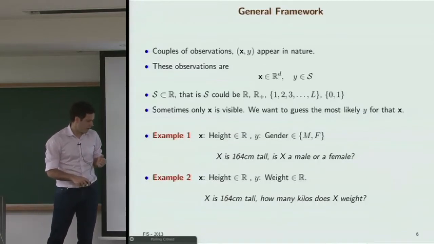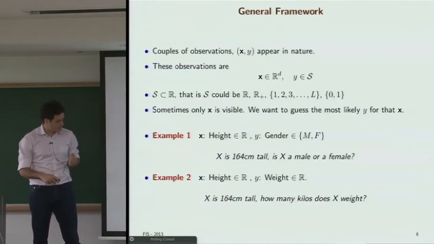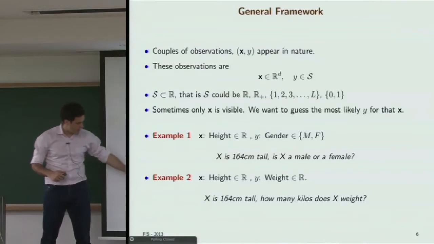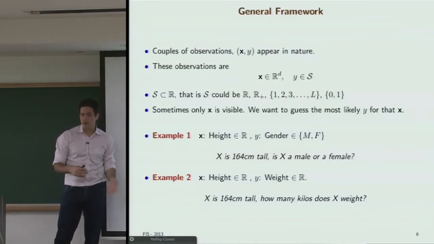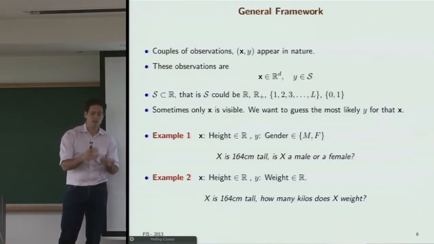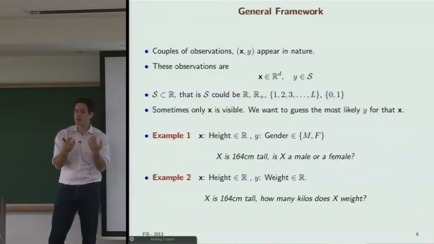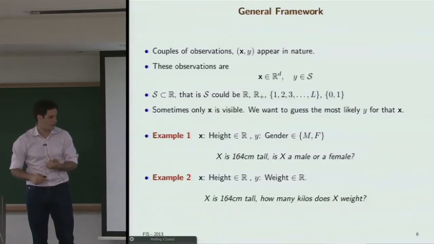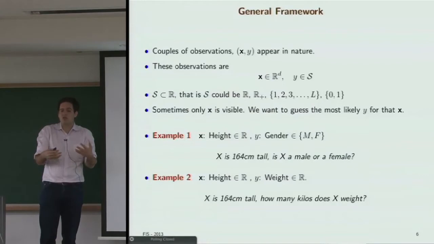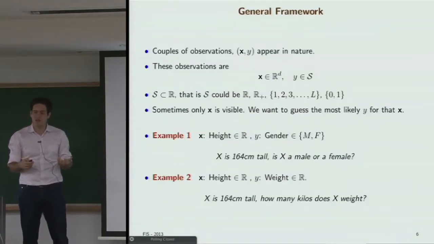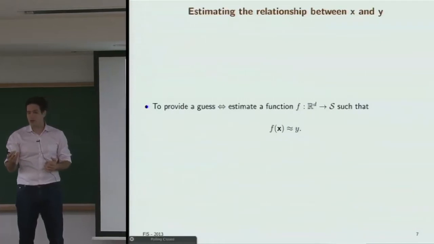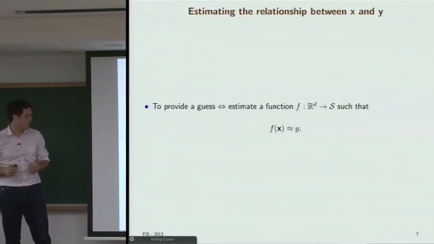Same thing goes with now a real valued output, which is the weight. So we have the height and the weight. Given this person's height, this is the only information you have access to. What is the weight of that person? And you just want to do as well as possible. You want that guess to be as good as possible. So we will define what as good as possible means.